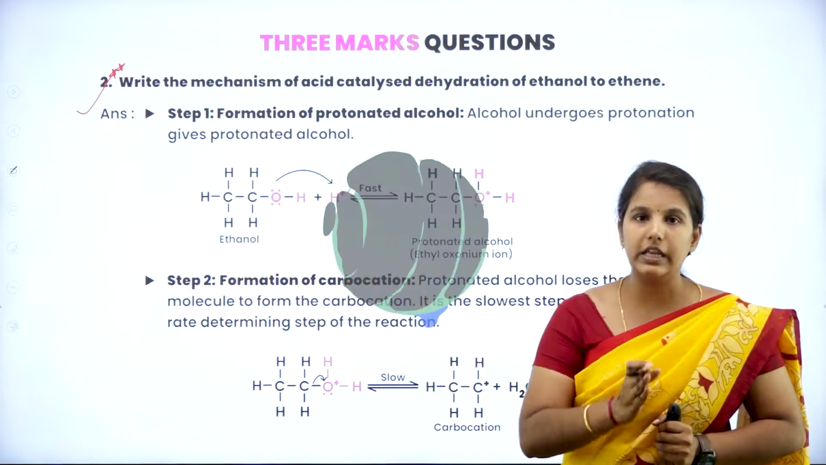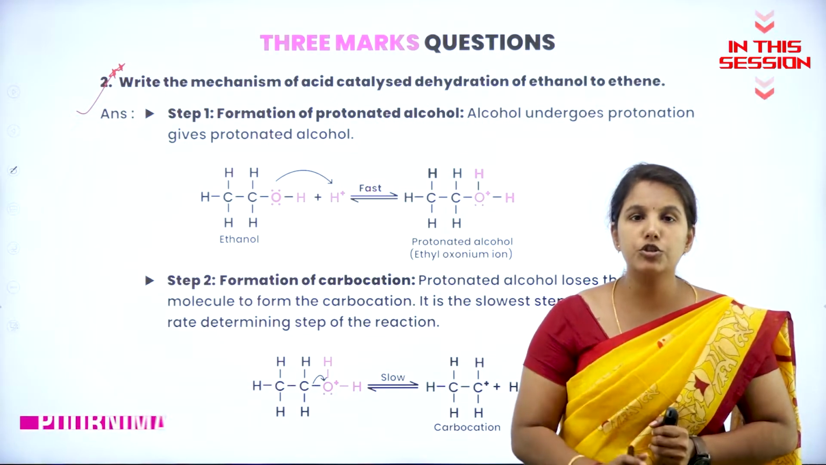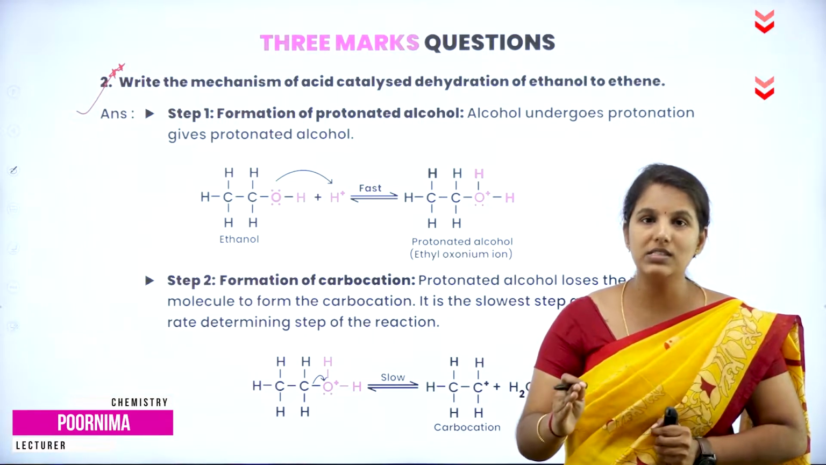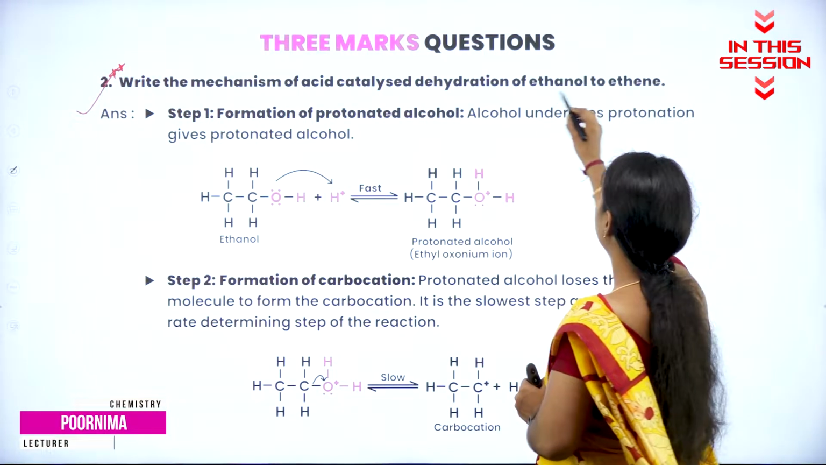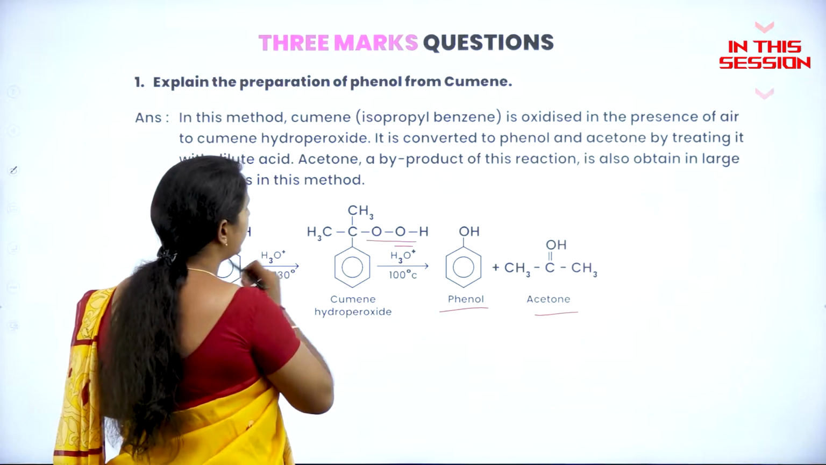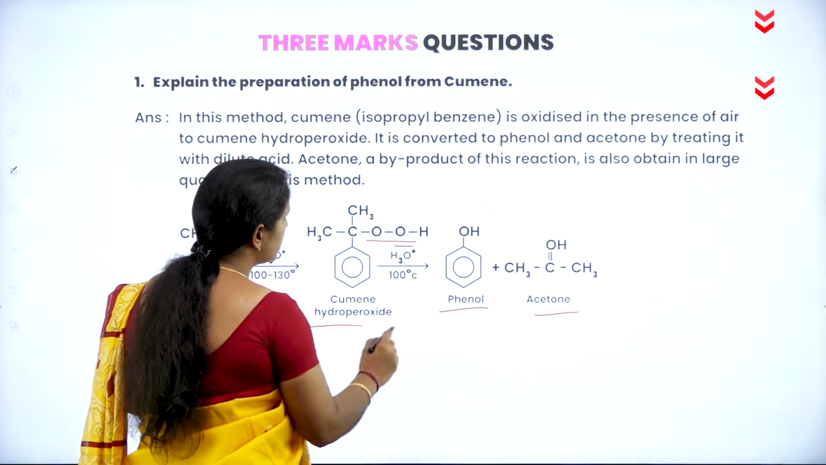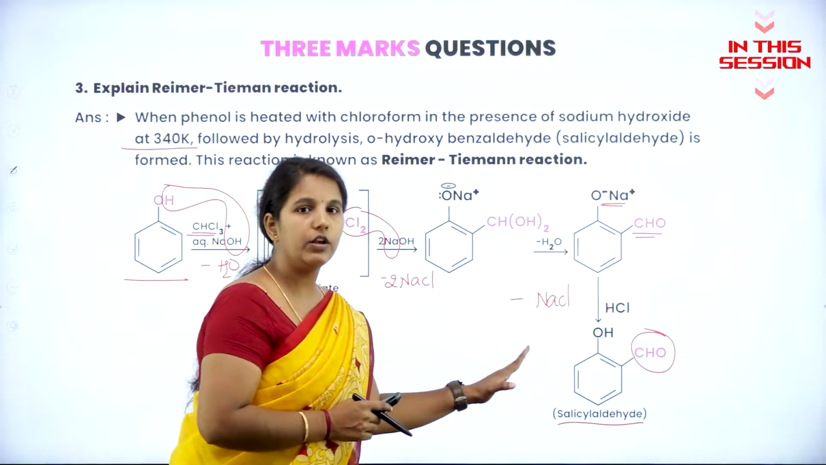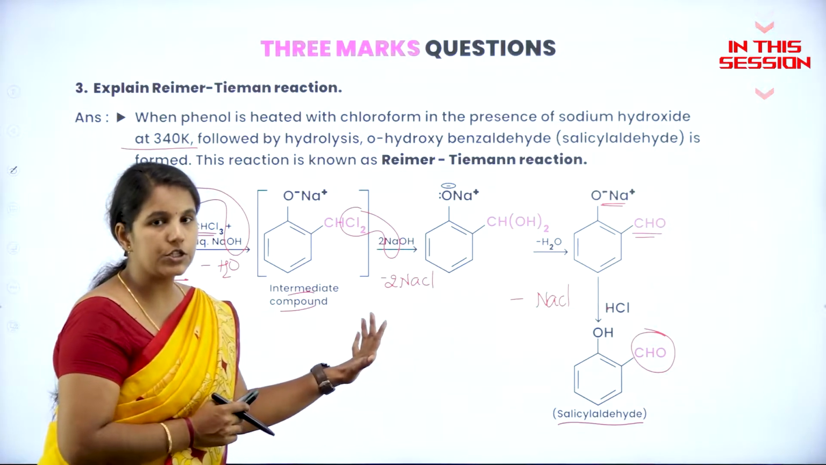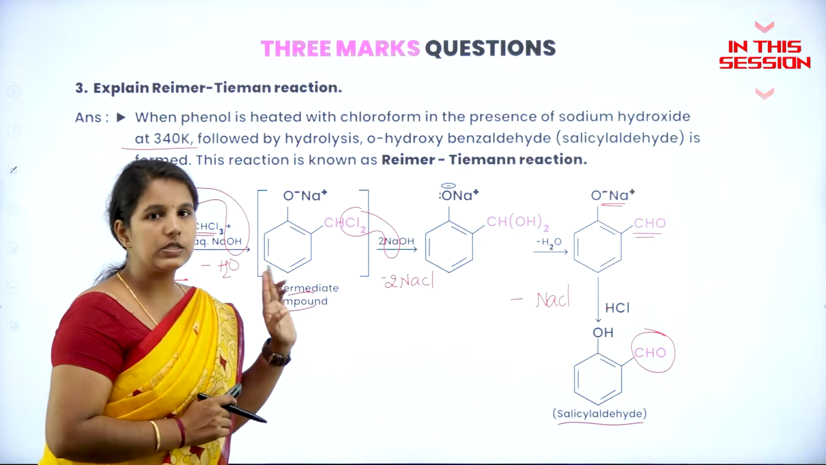You need to write the 3-step mechanism to show how the acid is catalyzed and how ethanol is converted into ethene. The oxygen molecule will substitute at this carbon atom, thereby forming cumene hydroperoxide. The phenol we are obtaining contains an aldehyde group. That is why this is the most important reaction, and it can definitely be asked for 3 marks.